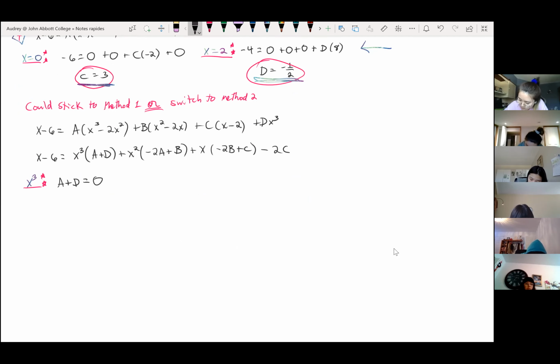Because I have done method 1, do I already know what d equals? I do. If I had skipped method 1 and gone straight to method 2, then I wouldn't know what d is, and I would definitely end up with a system of equations. But because I did method 1, I know that d is negative 1/2. So that means that a is positive 1/2. And then I can move on to x squared.